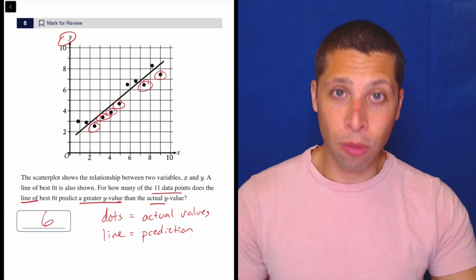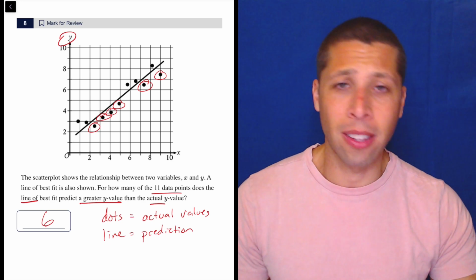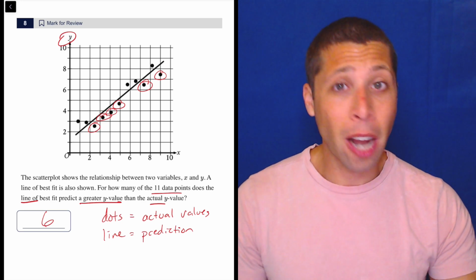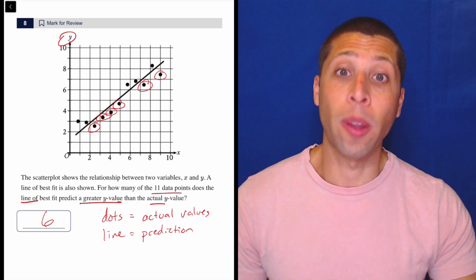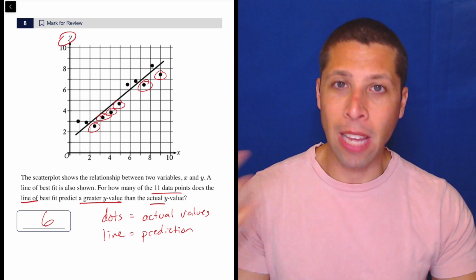So hopefully if you did get this wrong, it was just because you were like, I don't even know what they're asking. This sounds very complicated. But scatter plots are not that complicated. It's just you don't get a lot of experience with them. And I think that's why the SAT really likes them. But just get used to them.